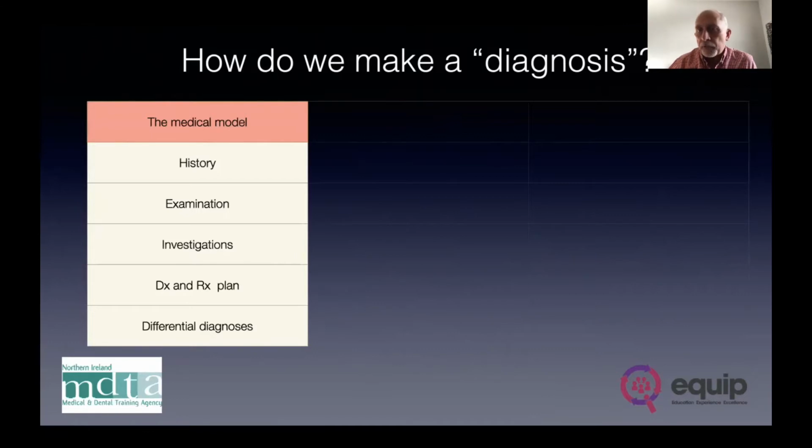And of course, the first part of that is always taking a history. That should be followed up with a good examination, followed by appropriate investigations. And then we usually come up with some sort of diagnosis and a treatment plan. But we recognize that our diagnosis might be wrong. And so we need to keep in mind all the differential diagnoses. And I think there's a direct parallel with this and quality improvement. Because effectively, what we're learning when we do good quality improvement is a similar kind of system.